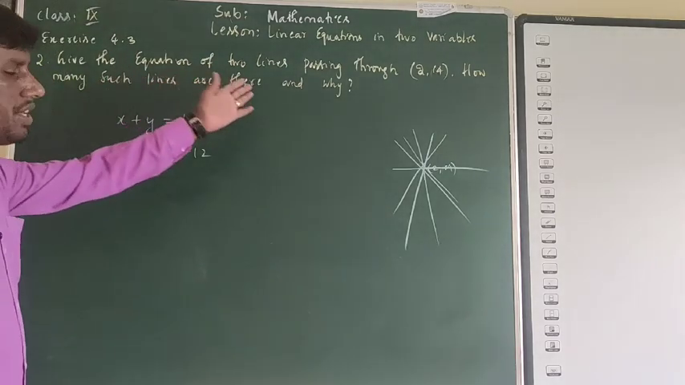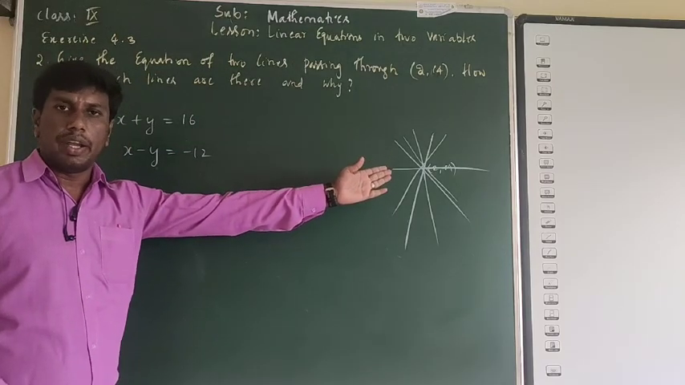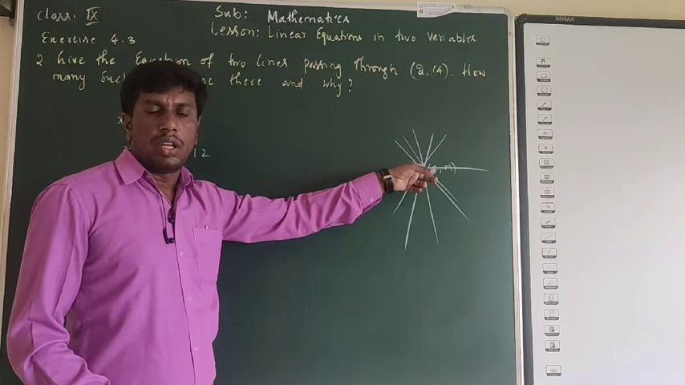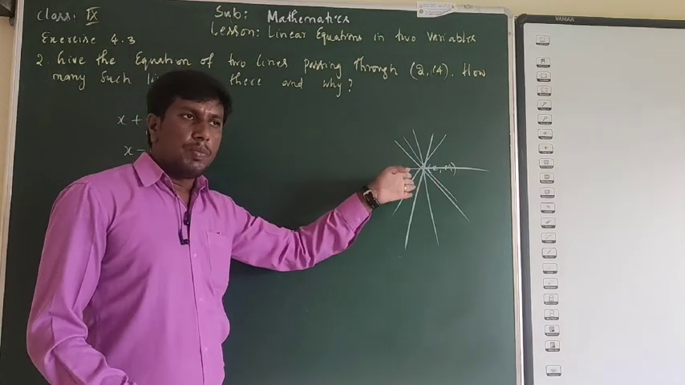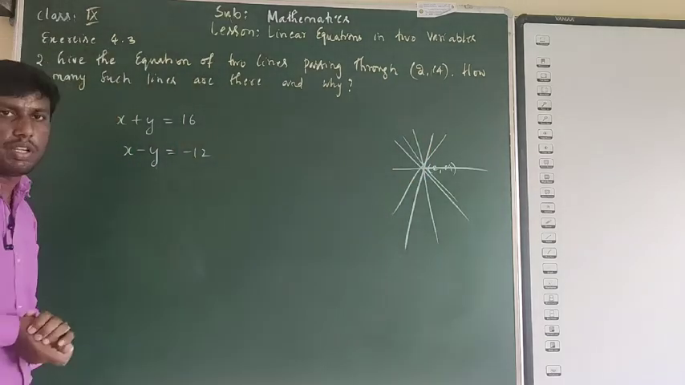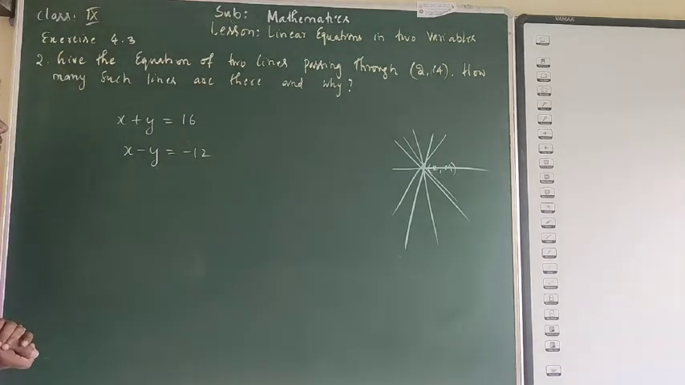Then, how many such lines are there and why? We have infinitely many lines, right? Because (2, 14) is a point, through the point we can have infinitely many lines. You can write that in the answer. Okay, so we will go for the next question, the third question.